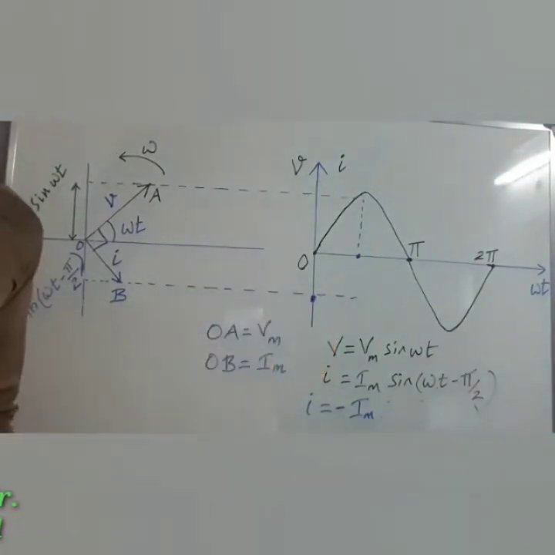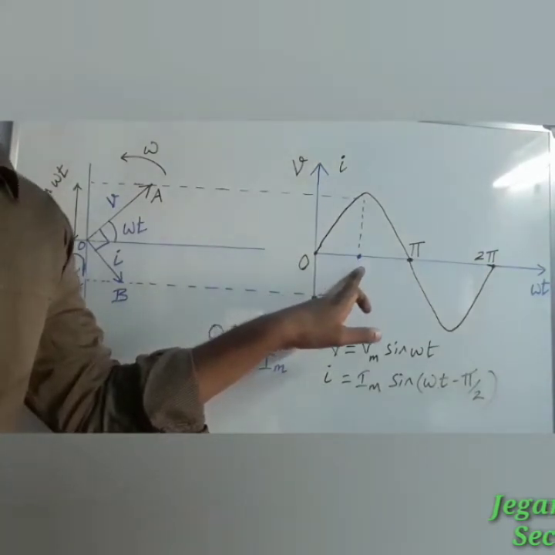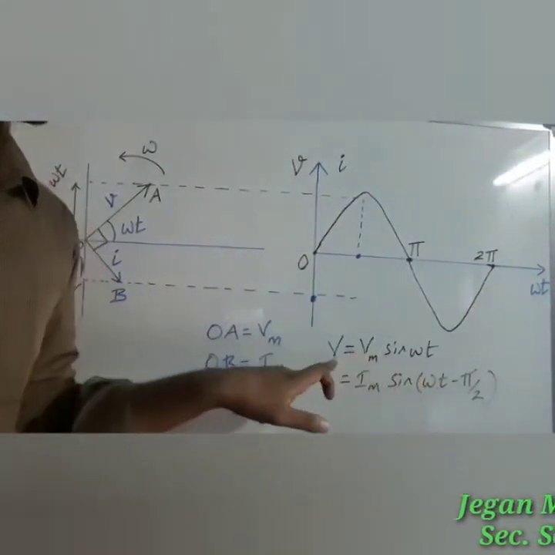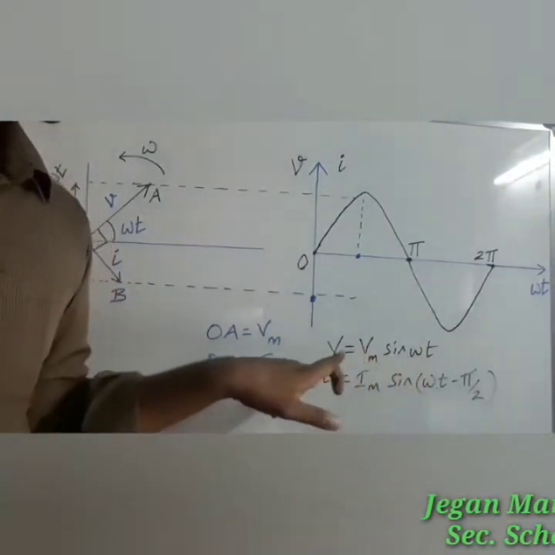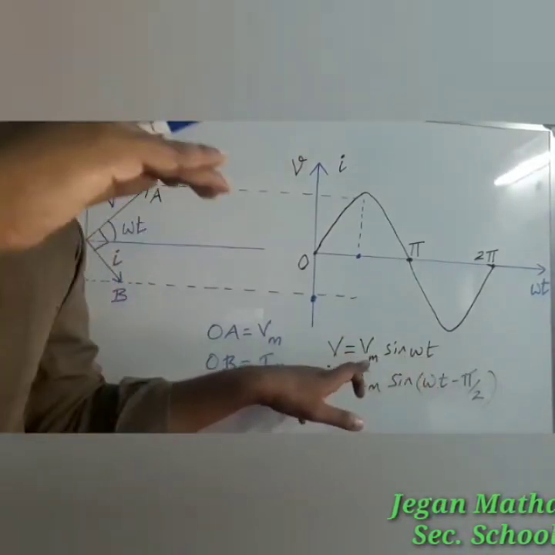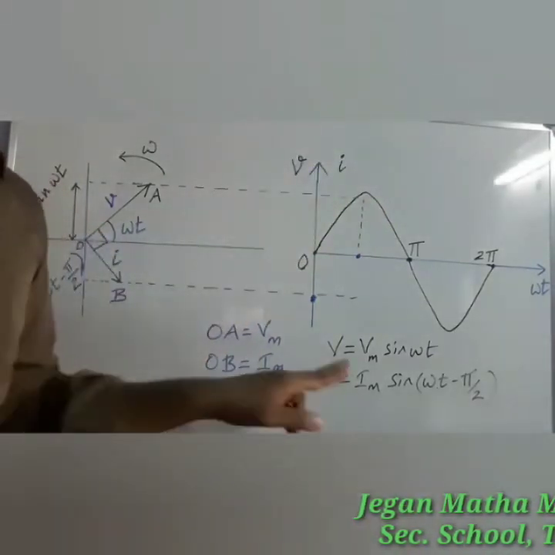Next angle is pi by 2. 0, pi by 2, that's nothing but 90 degrees. So to get the value of the voltage, we have to apply 90 degrees. So what will be the value? V is equal to Vm sin 90. That is nothing but 1. So V is equal to Vm, the maximum value. That's why we plot the point. Voltage reaches the peak value.